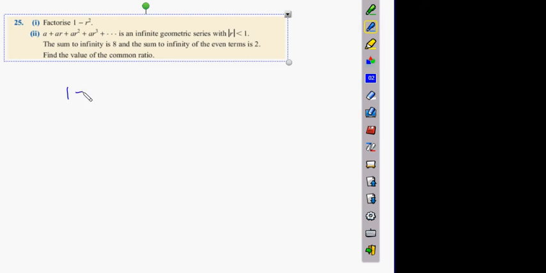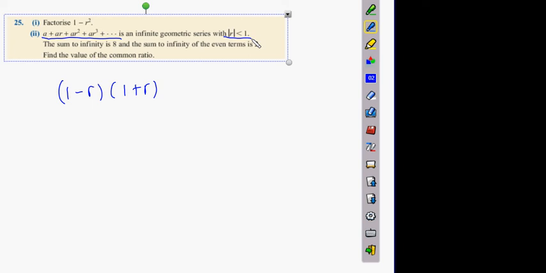Two squares. Difference of 2 squares. 1 plus r, 1 minus r, or the opposite way around. Now they say this here is an infinite geometric series with, what's the significance of this part here? The r less than 1. It means that it's a convergent series, doesn't it? Because the r value is less than 1. It means it's getting smaller every time. It's a fraction. R is a fraction.